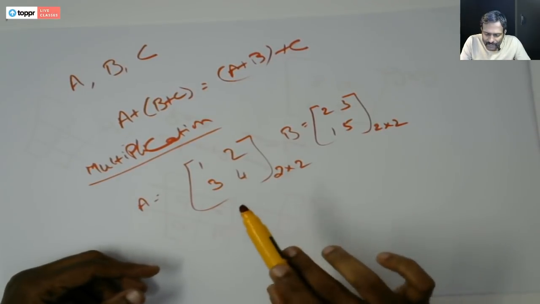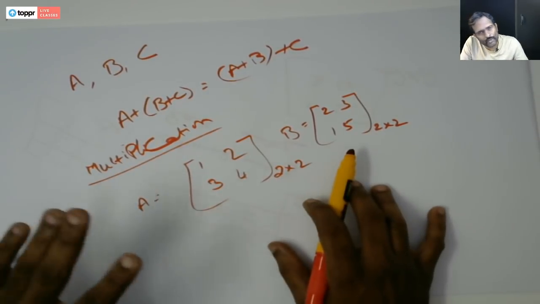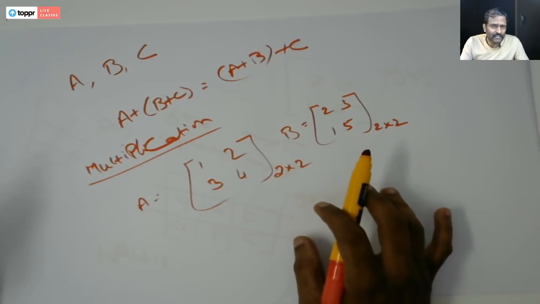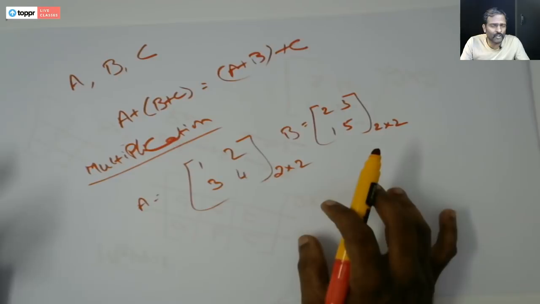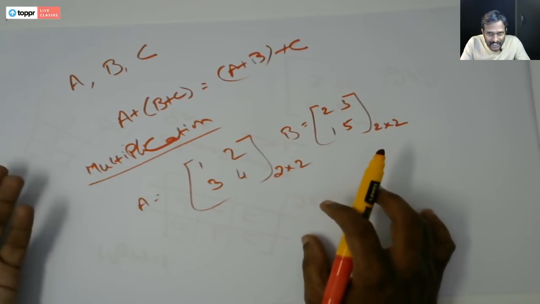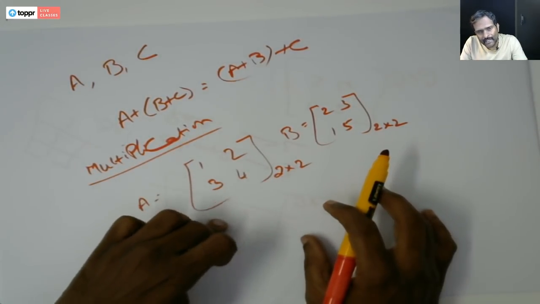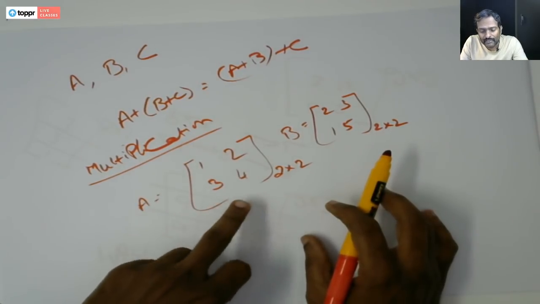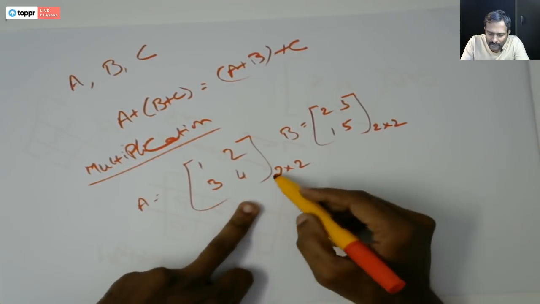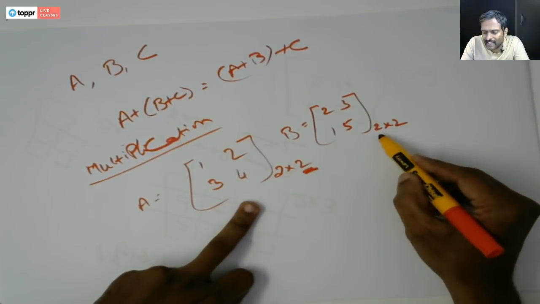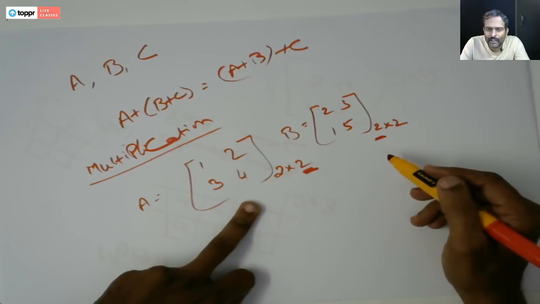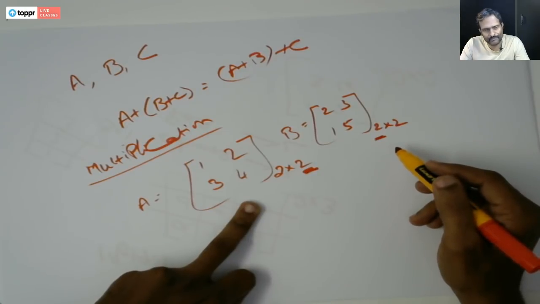Multiplication is not possible always, unlike addition, which is only possible when the orders are exactly equal. In the case of multiplication, the multiplication is only possible if the columns of the first matrix are equal to the rows of the second matrix. Then only your multiplication is possible. Else it is not possible.